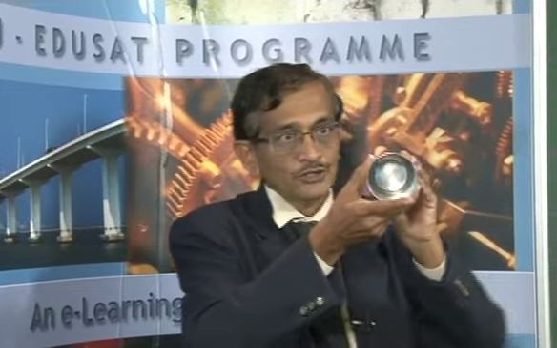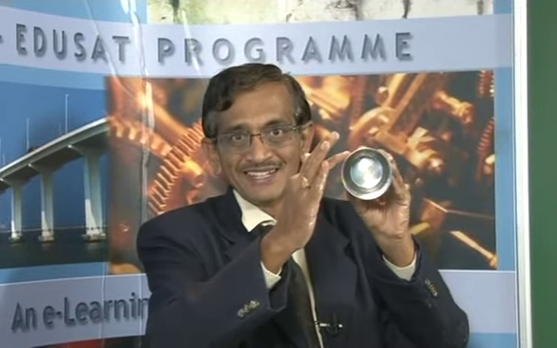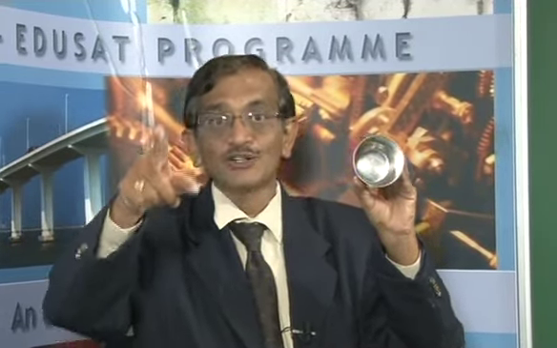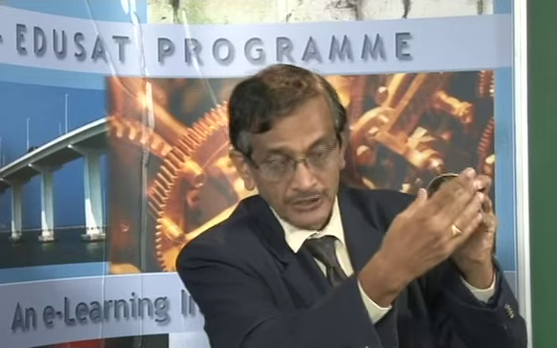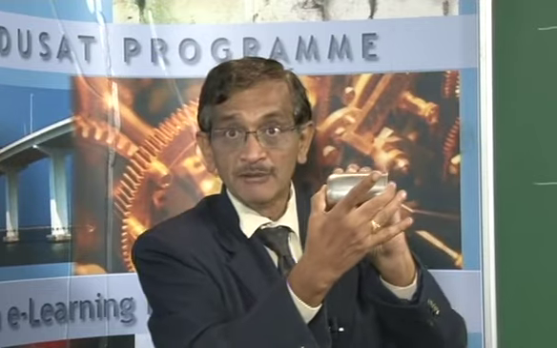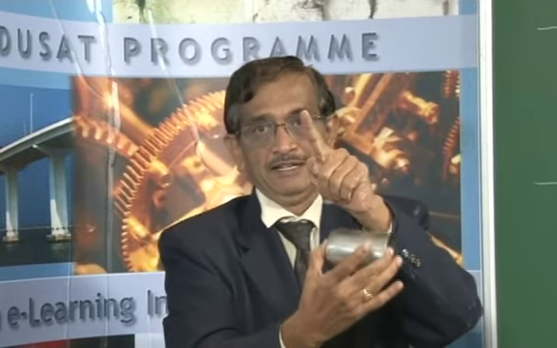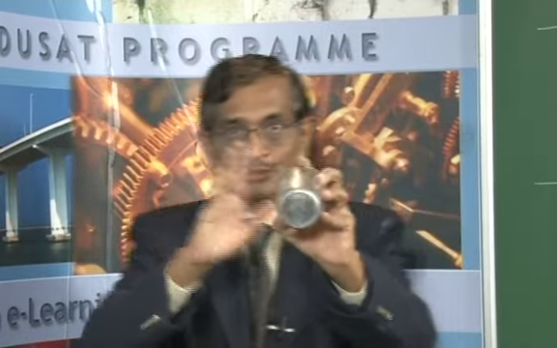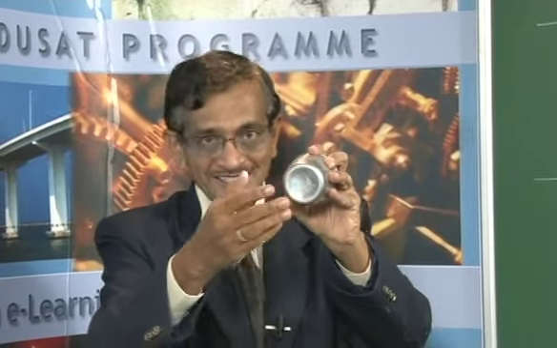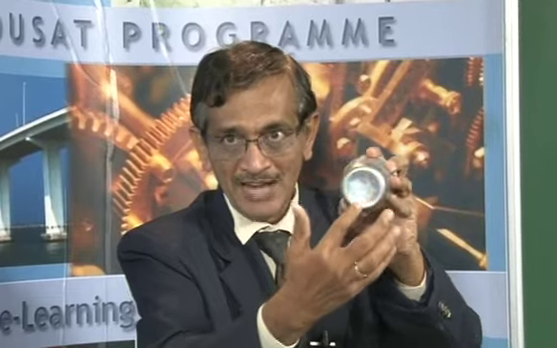Water is on this side. So your length is this side, correct, and it is a 1.5 meter long cylinder. So my dear friends, this diameter becomes 3 and this length becomes 1.5. You may be thinking why this is hollow. No, it is not hollow, like this only. It is a cylinder of 3 meter diameter.